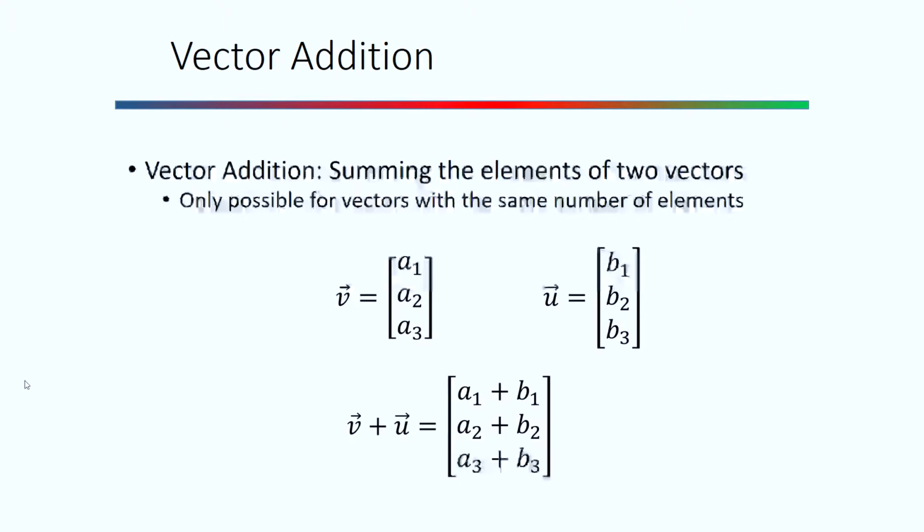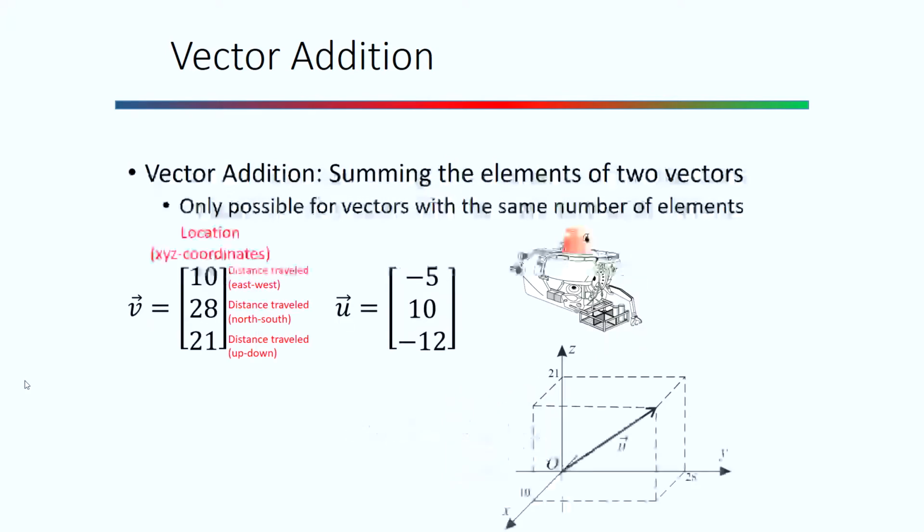For instance, if we have the vectors v and u, where v has elements a1, a2, and a3, and u has elements b1, b2, and b3, then the sum of those vectors will be a1 plus b1, a2 plus b2, a3 plus b3. So why might we want to add 2 vectors? Well, let's go back to our example in which the vector v was the distance traveled in 3 dimensions by the Alvin submersible. If the vector v was the dimension traveled during the first hour of your dive, and the vector u was the distance that you traveled during the second hour of your dive, we can add the 2 vectors together to find the total distance that we've traveled.